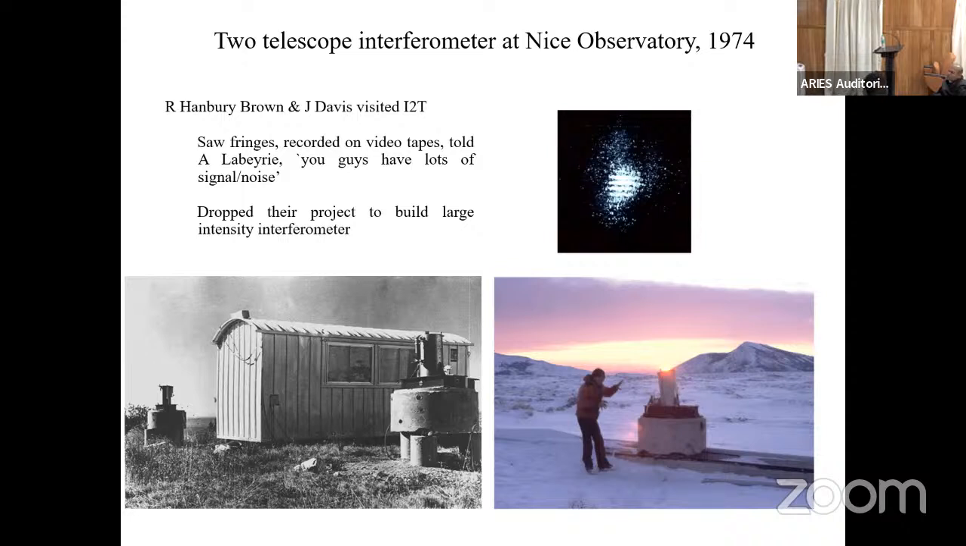Now, after making this success, he moved to a place called Observatoire de Calern, which is 50 kilometers from Nice Observatory. There's a mountain, and he is the man, Labeyrie in those days, probably in his mid-30s or so. And this is the telescope.